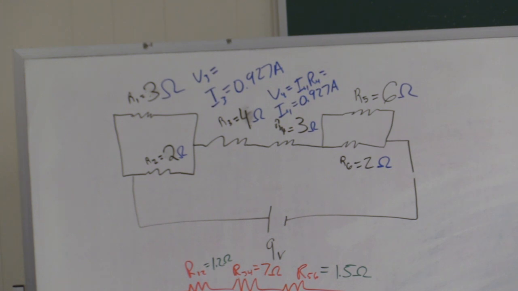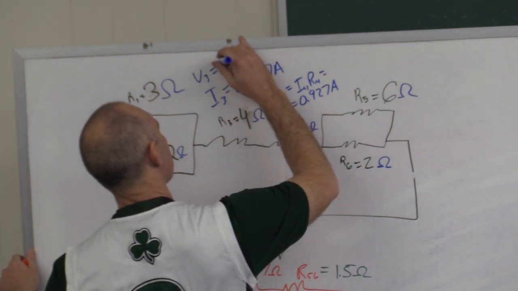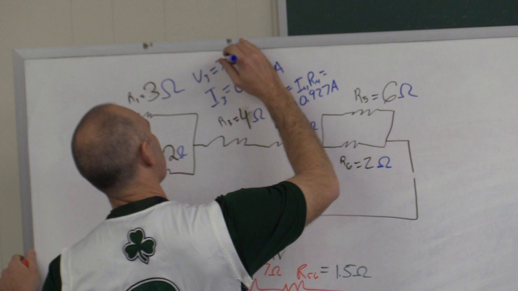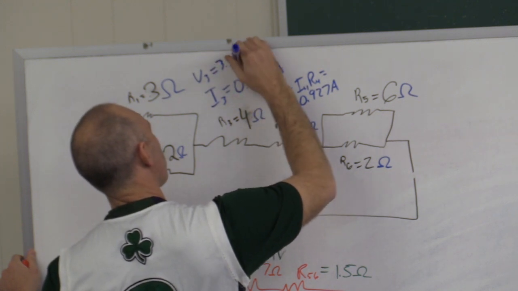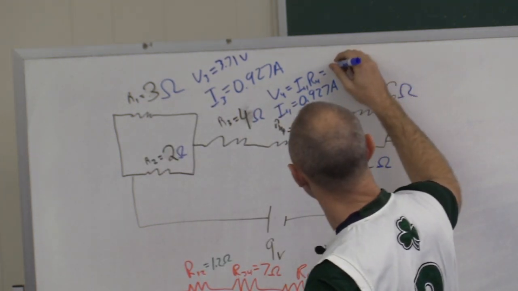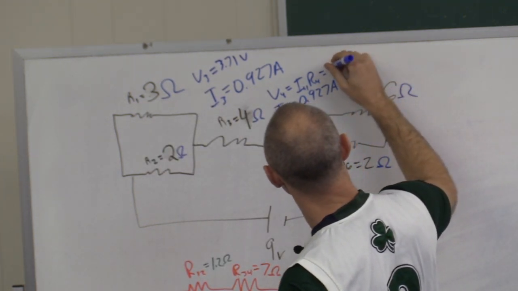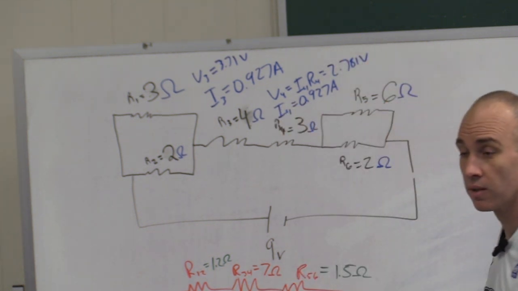What are those voltages? 3.708. Say it one more time. 3.708 and 2.72. 3.71 volts and then 781. Did I get those right?